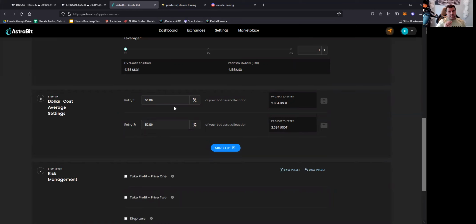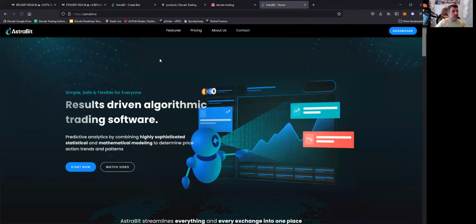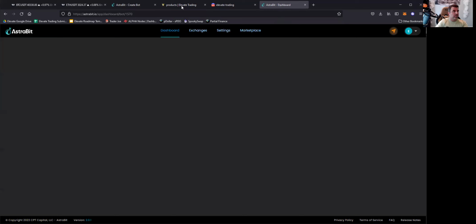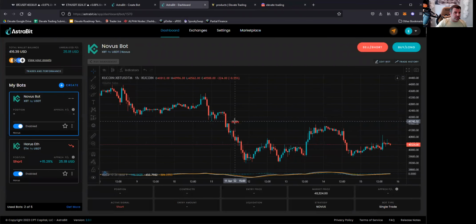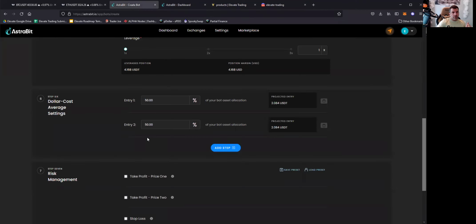Okay, so the bots on your AstroBit dashboard. Let me pull this up again here. On your AstroBit dashboard, when you see these short and long signals, those are the primary signals. What you don't see are secondary signals, and these are more or less like confirmation signals, so to speak, in the trend or direction that your primary signal is going. So your dollar cost average setting is using those secondary signals to average in.